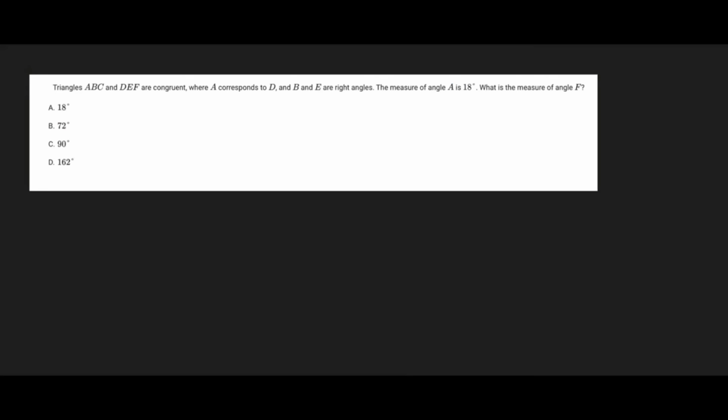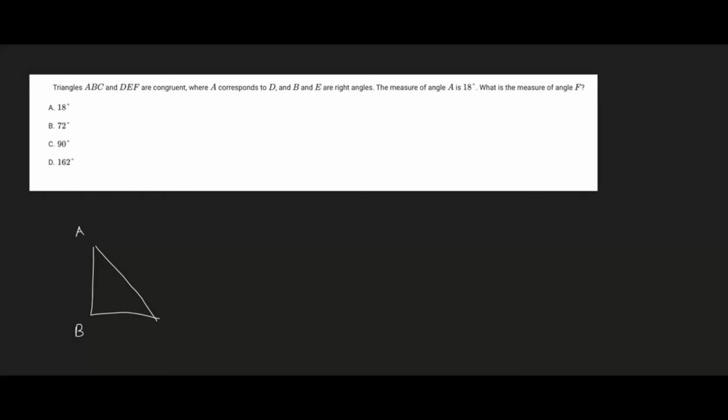Triangles ABC and DEF are congruent, where A corresponds to D, and B and E are right angles. The measure of angle A is 18 degrees, whereas the measure of angle F. All right, so we know that these are right triangles, so let's just draw them out. So our first triangle is going to be, looks like B and E are the right angles, so I'll just put B here and A up top.